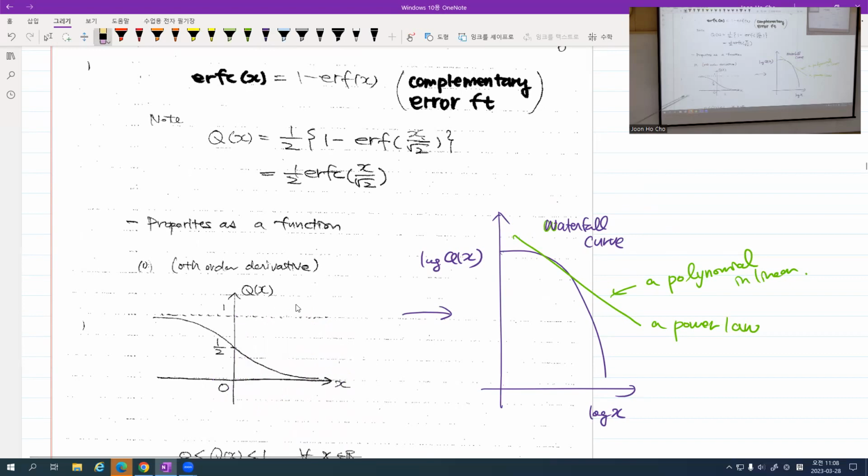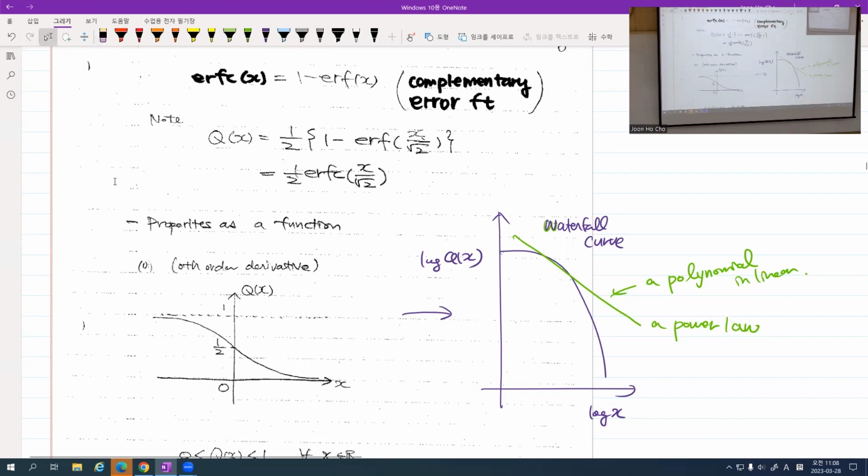So this is the graph of the Q function. Since it is the density, Gaussian density is symmetrical with respect to the origin. So you have on the left the y-axis intercept 1/2, right? And you have point symmetry with respect to (0, 1/2). Got it?